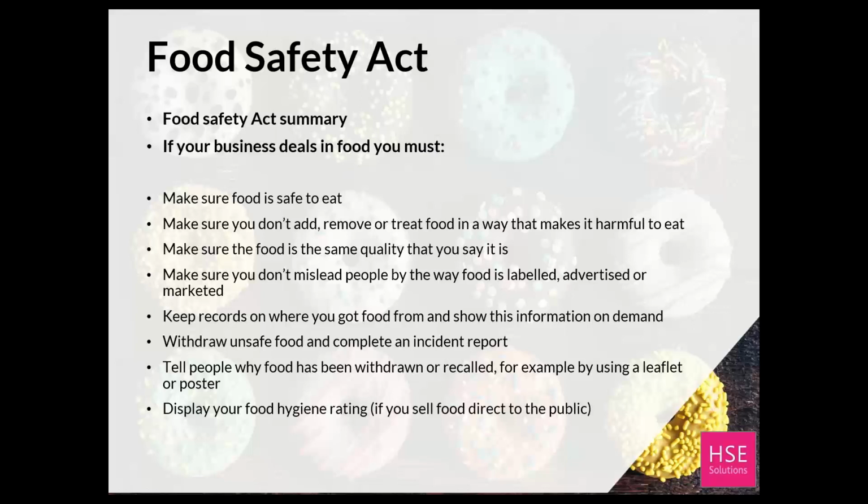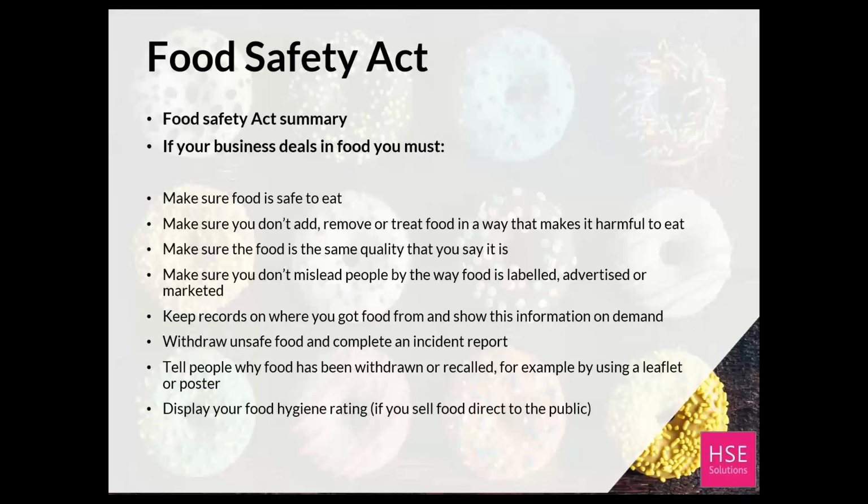Keep records on where you get the food from and show this information on demand, because it could be that if there was a serious bout of food poisoning, the FSA and the EHO might want to come and find what batch of meat that was, where did it come from, how it was slaughtered, how it was reared, whatever it might be. And this is how we find out about things like mad cow disease, for instance, and avian flu, which is around at the moment.